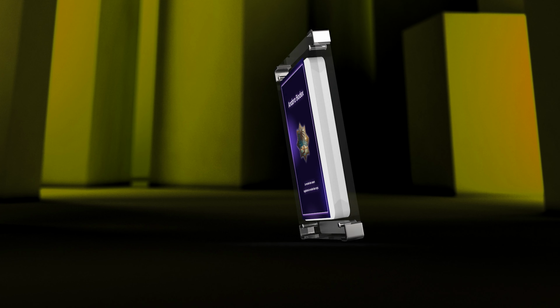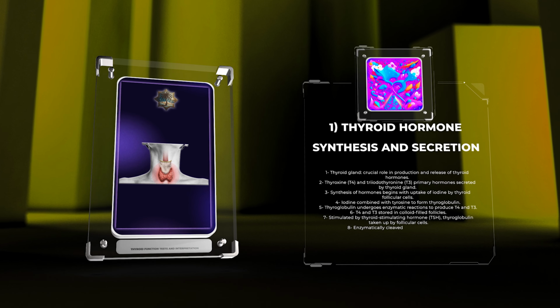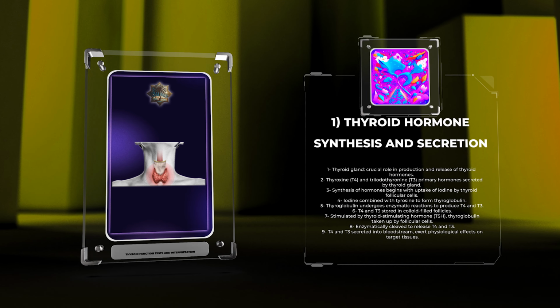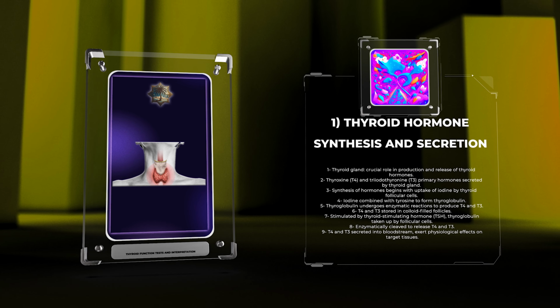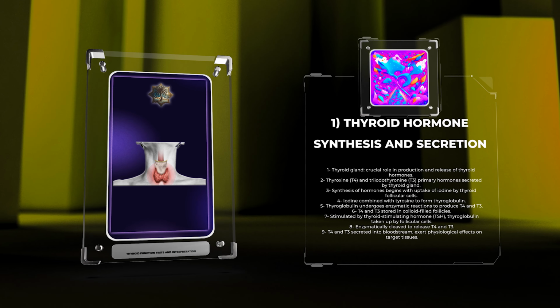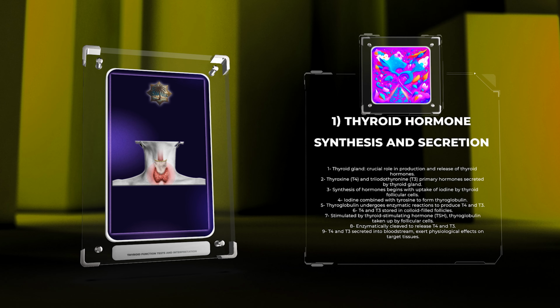The thyroid gland plays a crucial role in the production and release of thyroid hormones. Thyroxine, T4, and triiodothyronine, T3, are the two primary hormones secreted by the thyroid gland. The synthesis of these hormones begins with the uptake of iodine from the bloodstream by thyroid follicular cells. Iodine is then combined with the amino acid tyrosine to form thyroglobulin, a precursor protein.